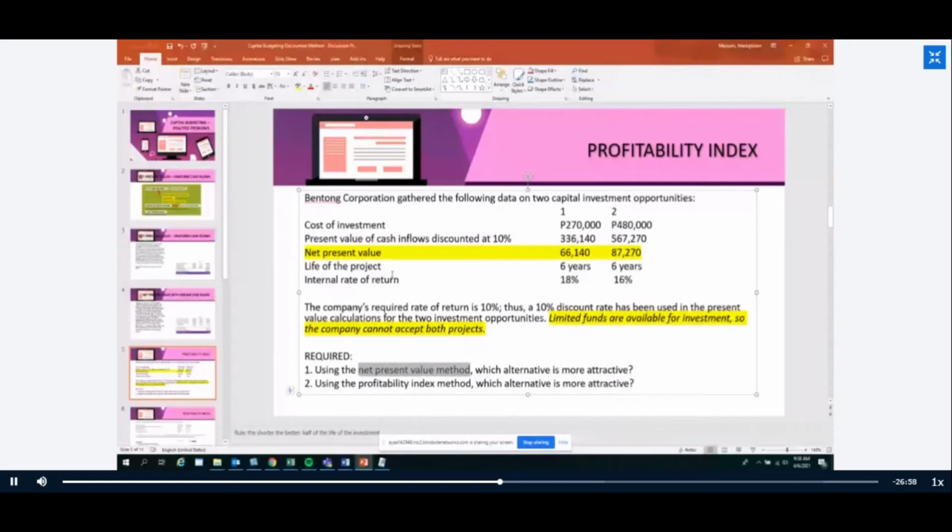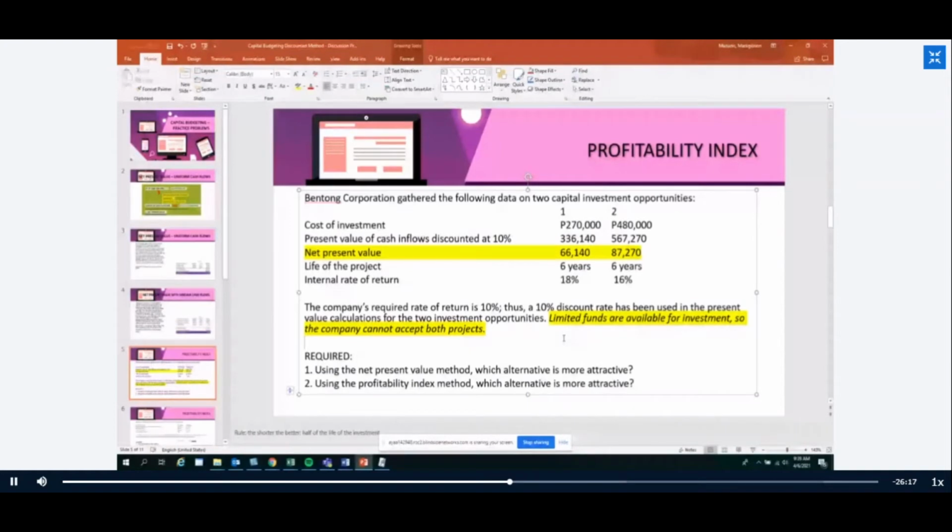So ito lang yung given. Provided na rin yung net present value so hindi na tayo magka-calculate. Ano ngayon yung which one is more attractive? Is it Project 1 or Project 2 or both? Well, the answer is both. Yun nga lang, we have limited funds available for investment at hindi natin pwedeng piliin yung dalawa. So we have to choose only one. So anong tingin nyo dito? Given the data, ano yung mas attractive or which one should we proceed to invest on? Is it Project 1 or Project 2?